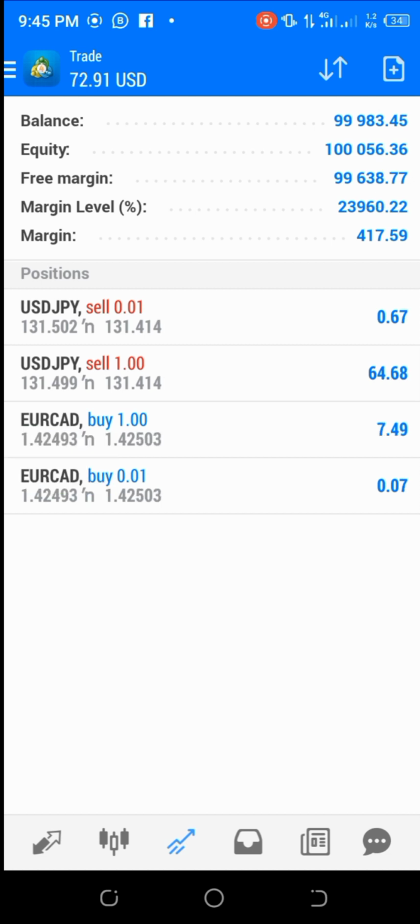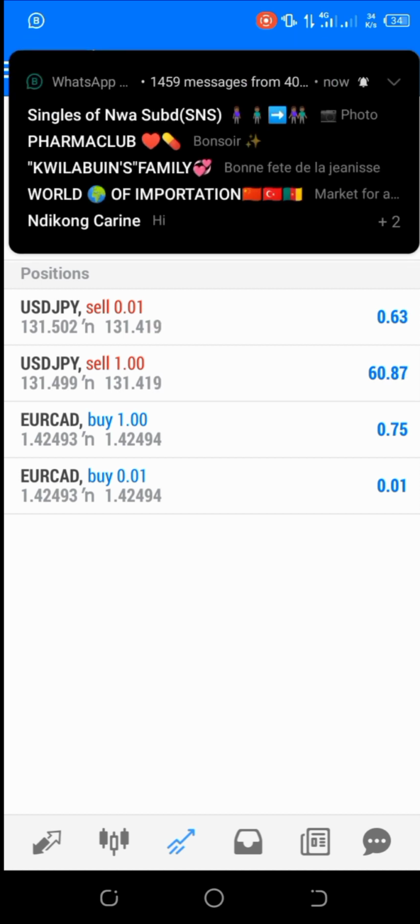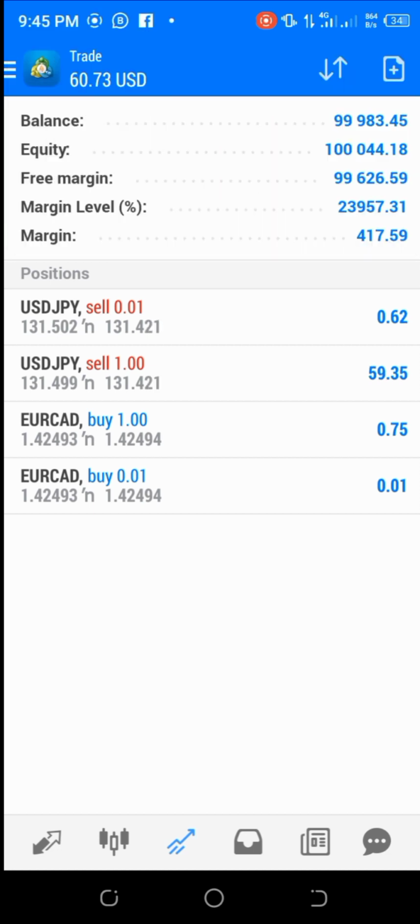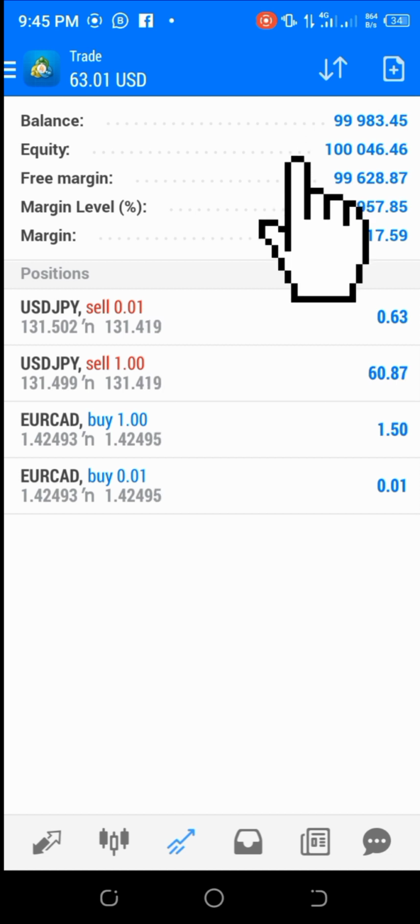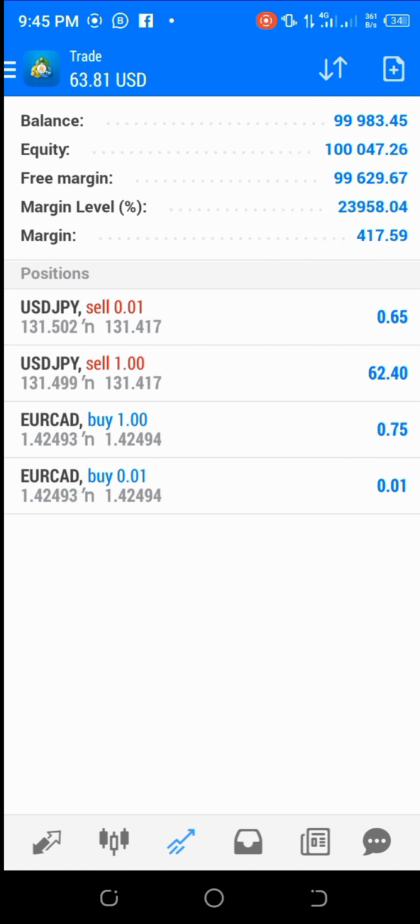So for this trade, if you want, remember our balance up there is our balance here. Our balance is 99,983, right? That is our balance there. I hope you can see the balance. All right, let me see again the balance. The balance there is 99,983.